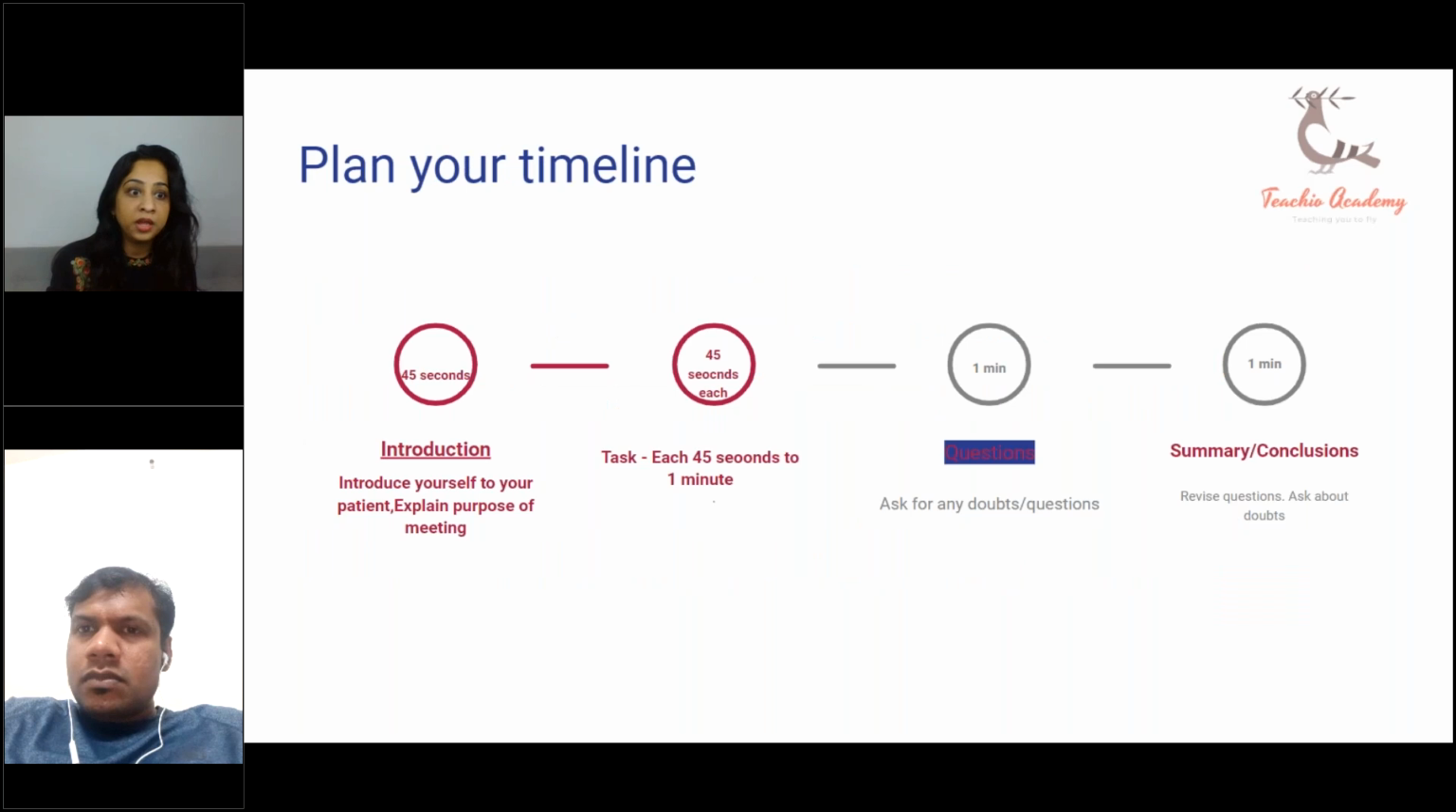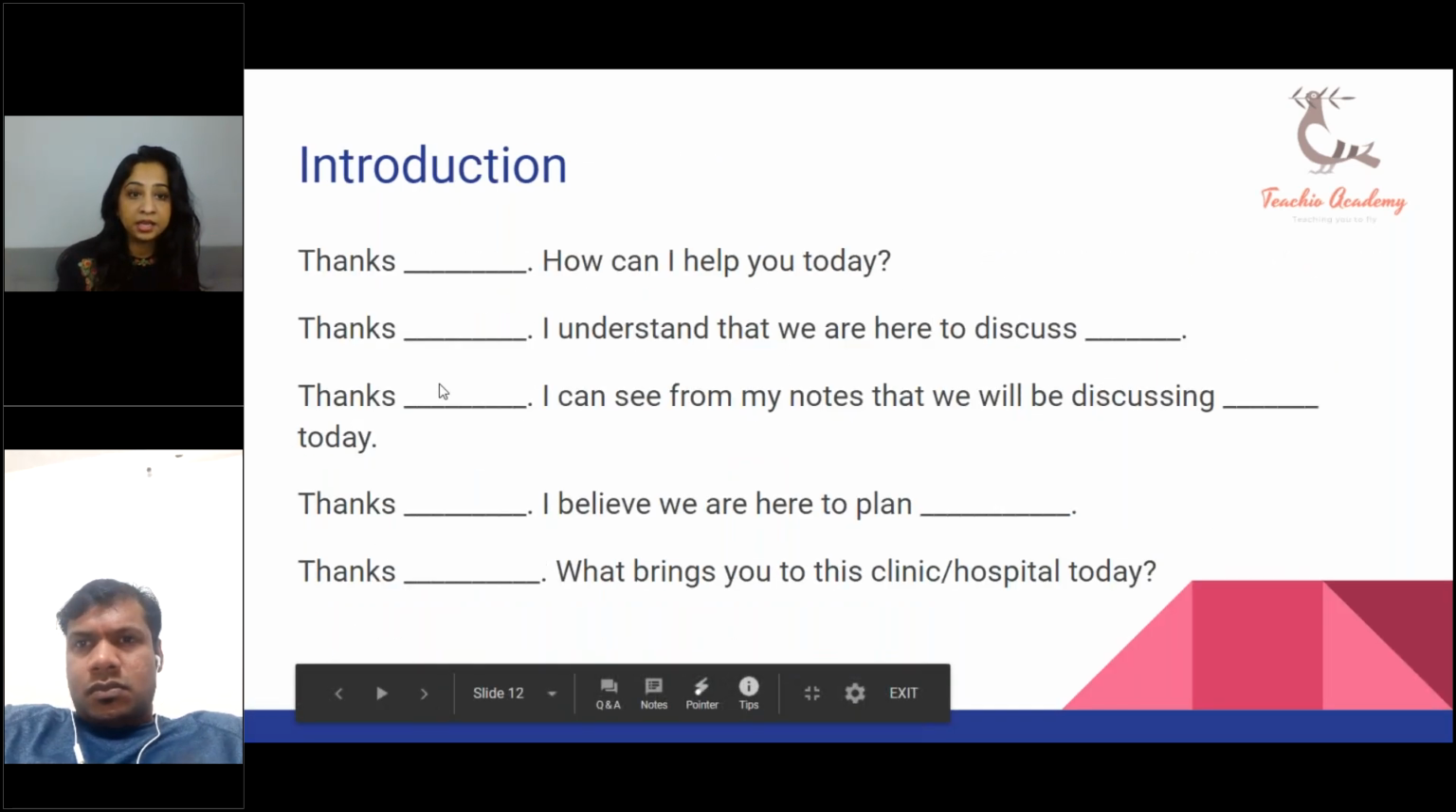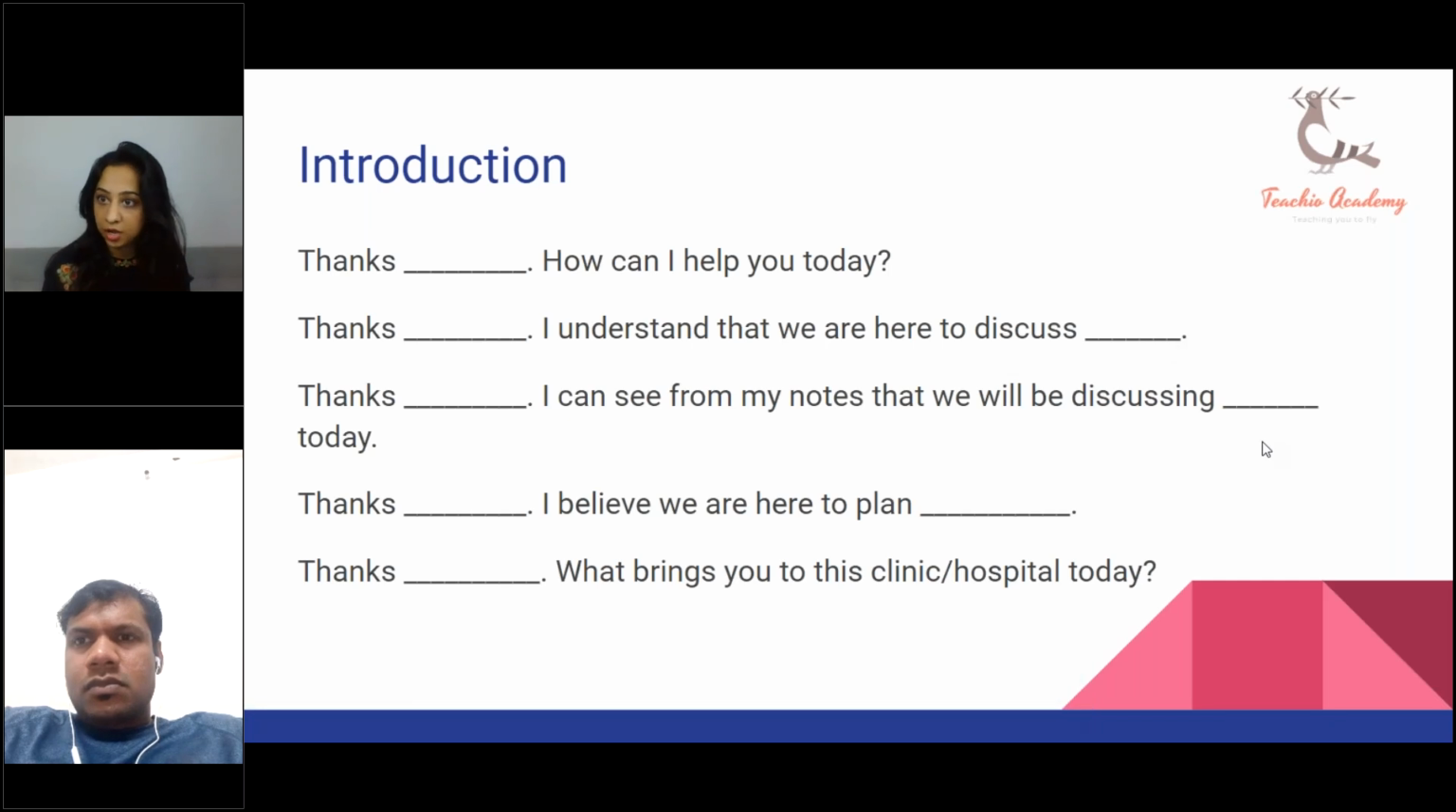If I go back to my notes, it says who, recent patient discharged from hospital. So then I can cut, copy, paste this, and I can write here, thanks, Mary. I understand that we're here to discuss your recent discharge. Another way we can say this is, thanks, Mary. I can see from my notes that we will be discussing your recent discharge today. Notice the differences in grammar. I understand that we're here to discuss. I can see from my notes that we will be discussing your discharge today.